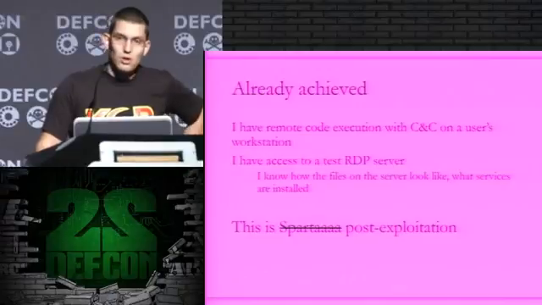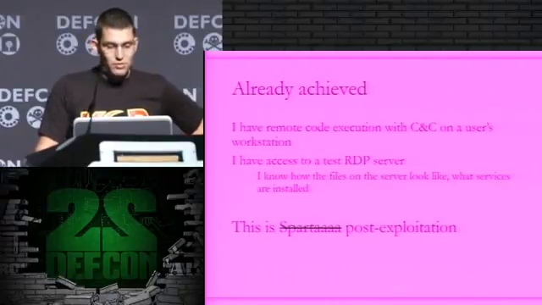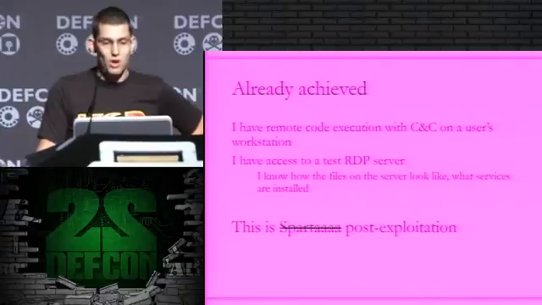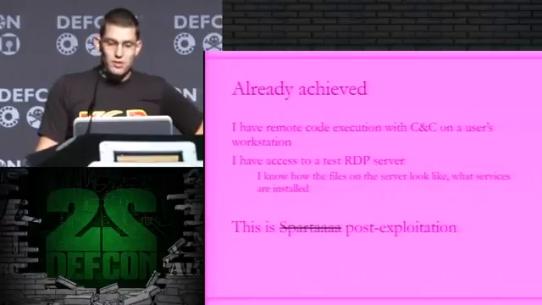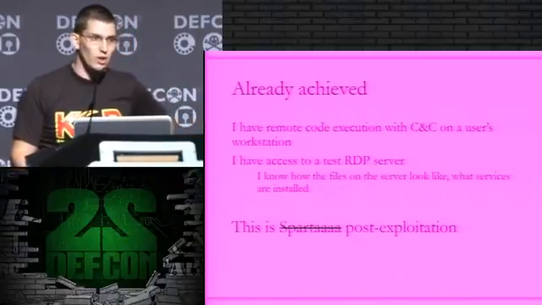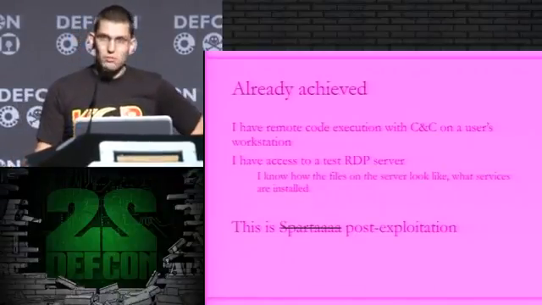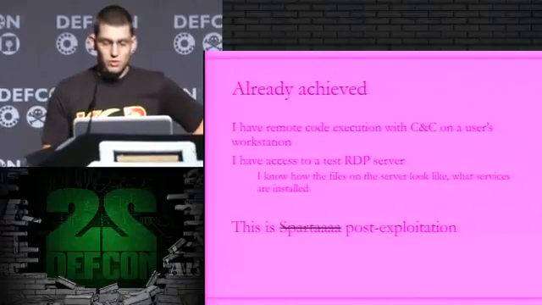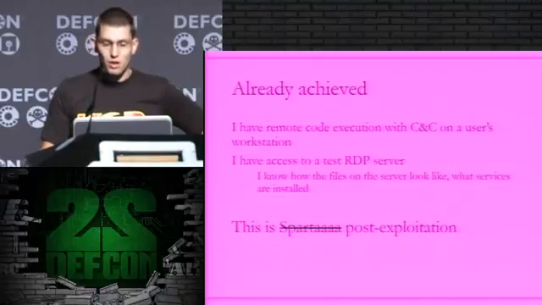So I don't want to begin the story from Adam and Eve, so let's say that I have already compromised a user's workstation who usually has access to this secure RDP server. And meanwhile, I also have access to a test RDP server, which is pretty similar to the production one I want to hack, but it doesn't have the confidential data I'm looking for. But I know what the server looks like, what services are running, and so forth. Now, as you can clearly see, this whole talk is about post-exploitation.